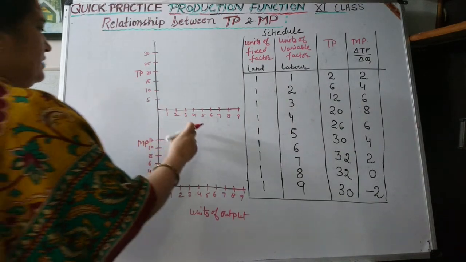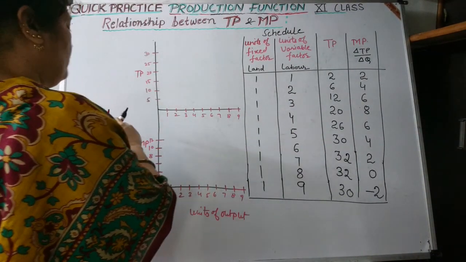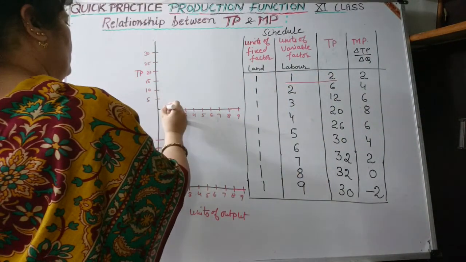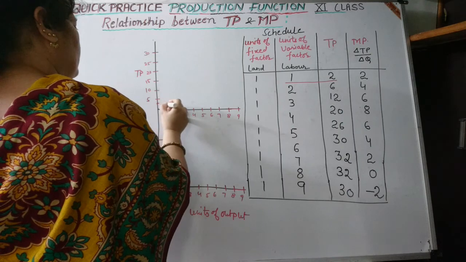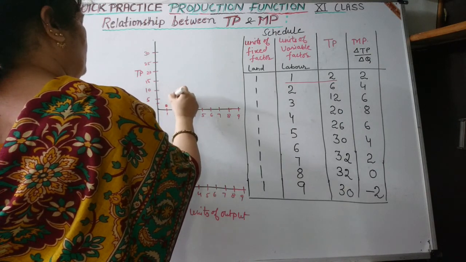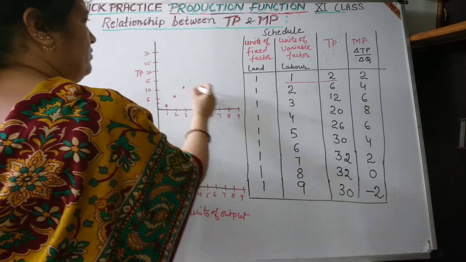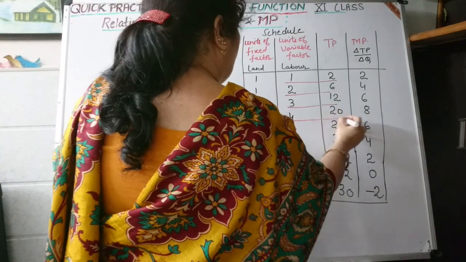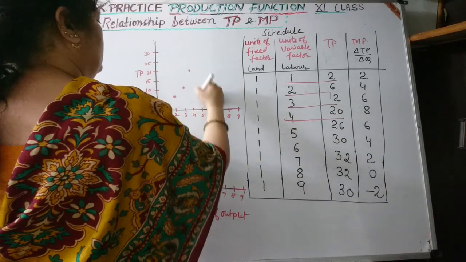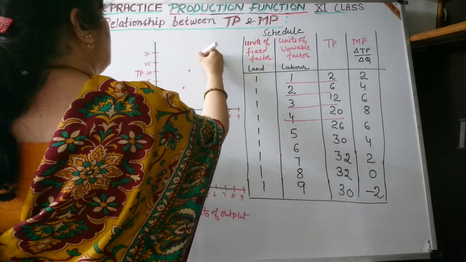So here let us draw first of all a total production curve. At 1 unit of output, total production is 2. At second unit of output, total production is 6. At third unit, total production is 12. At fourth unit, it is 20. At fifth unit, it is 26.